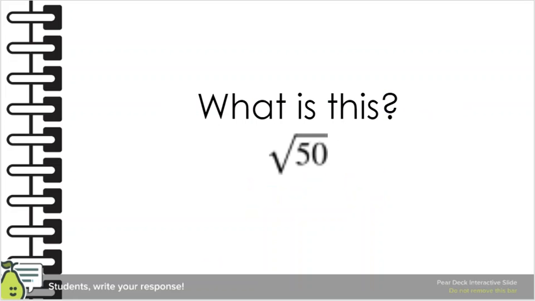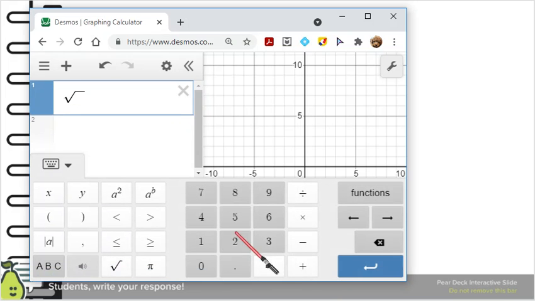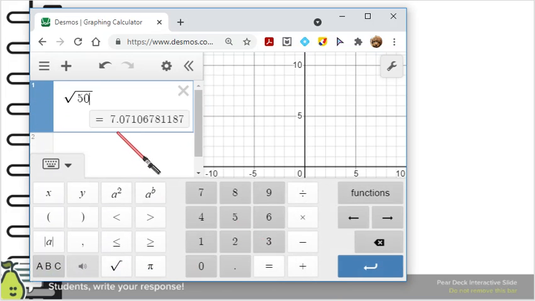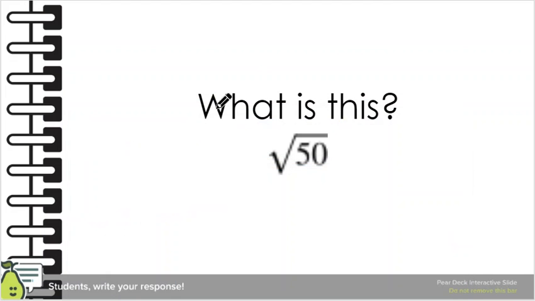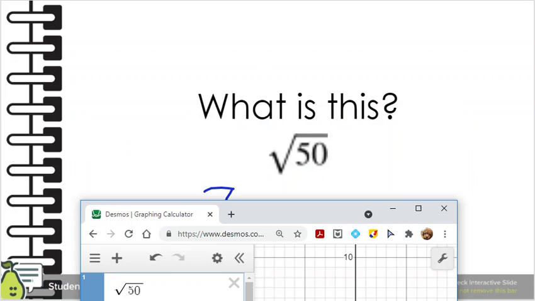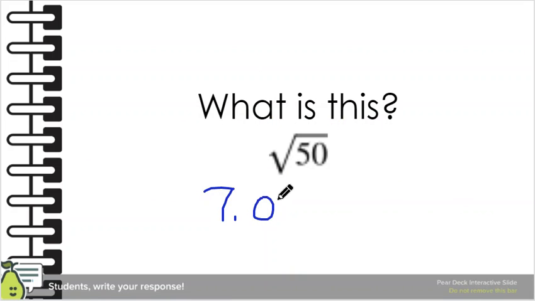So think about this. What is the square root of 50? Well, if I open up Desmos and I type in the square root of 50, that gives me a big long decimal. I get 7.071. Let's write this down up here. 7.071, and then it kept going on forever and ever. So there's no whole number times itself that will give you 50.